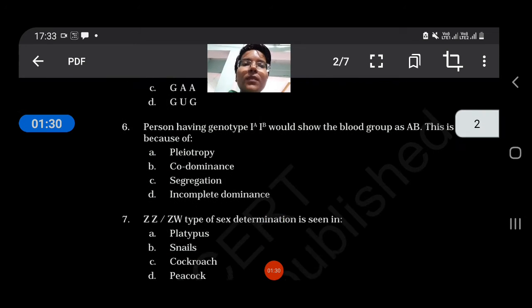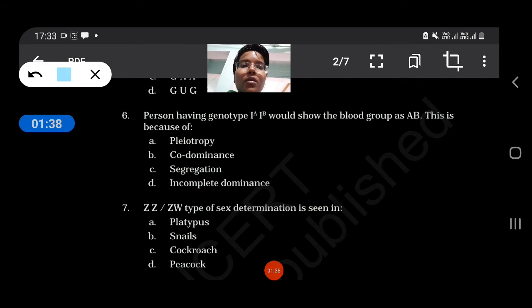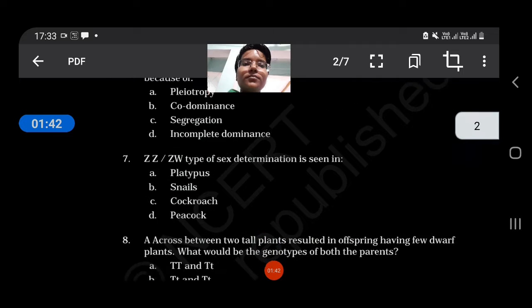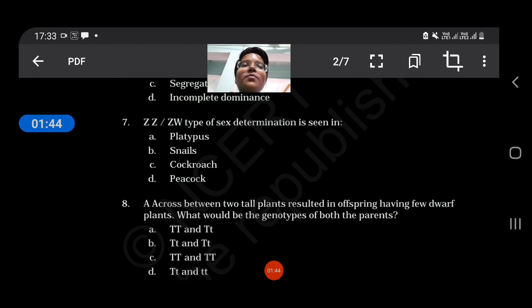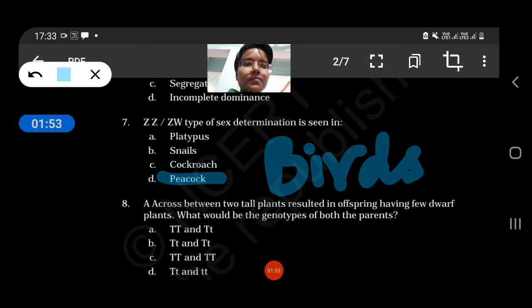Okay. A person having phenotype IA and IB would show the blood group AB. This is because of codominance. Okay, so the answer is codominance. ZZ and ZW sex determination is seen in peacock, as it is a bird, and it is seen in birds like hen, etc.